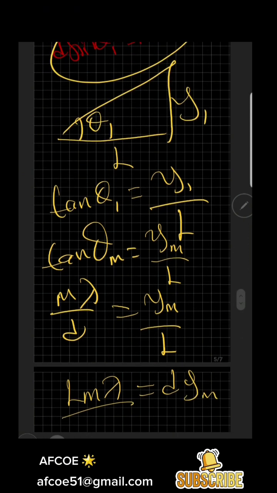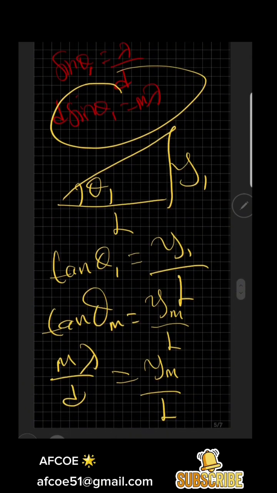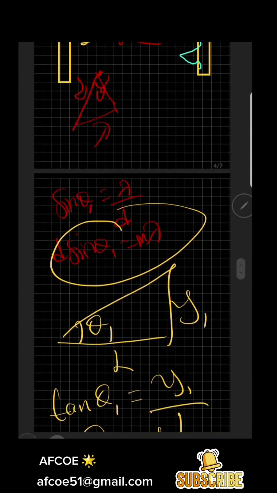So these are the three formulas that you need: the one for tan, the one for d sin theta equals m lambda, and the one when theta is very, very small. So with this in mind, we can go ahead and solve the problems.